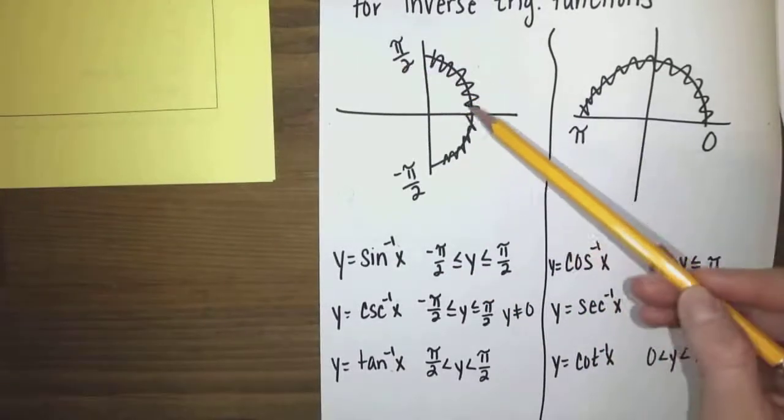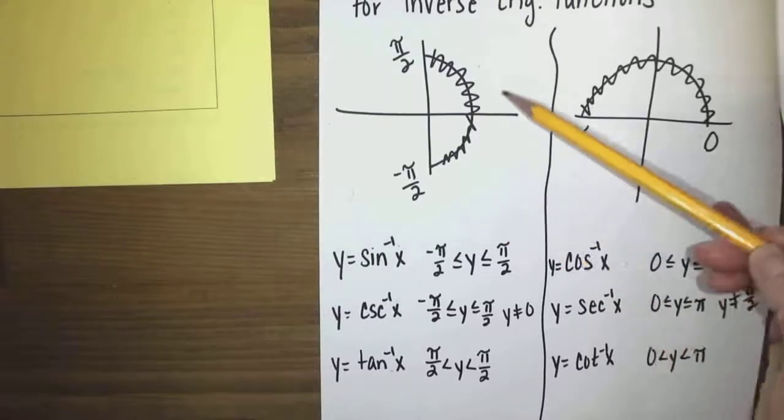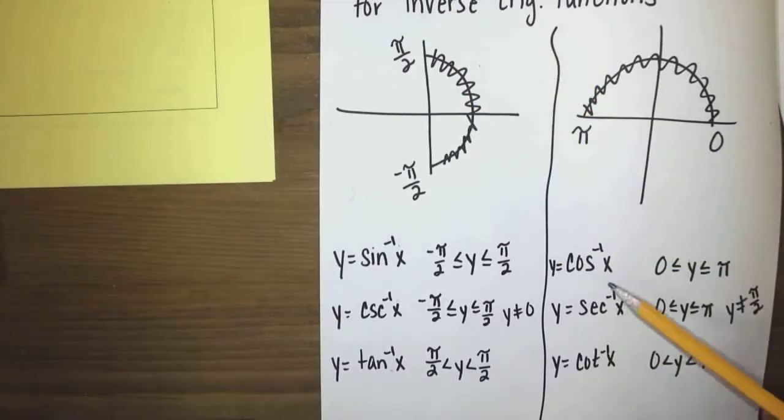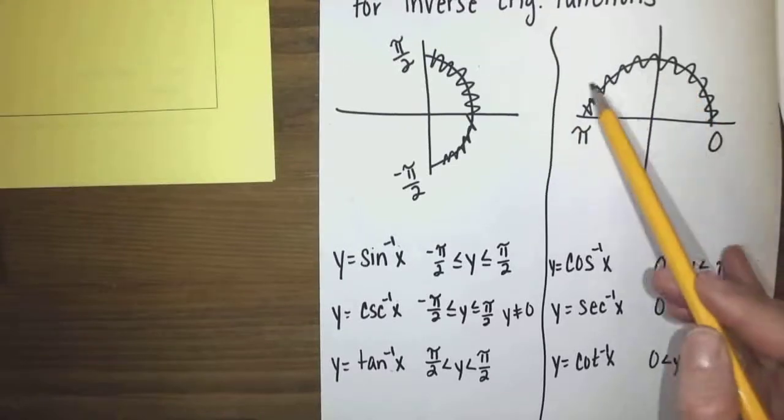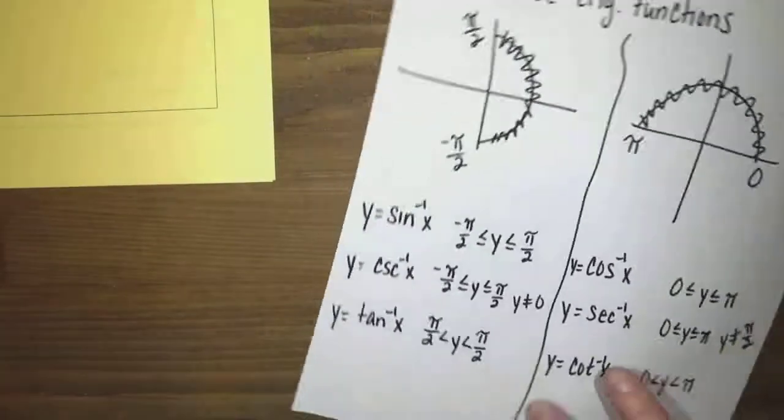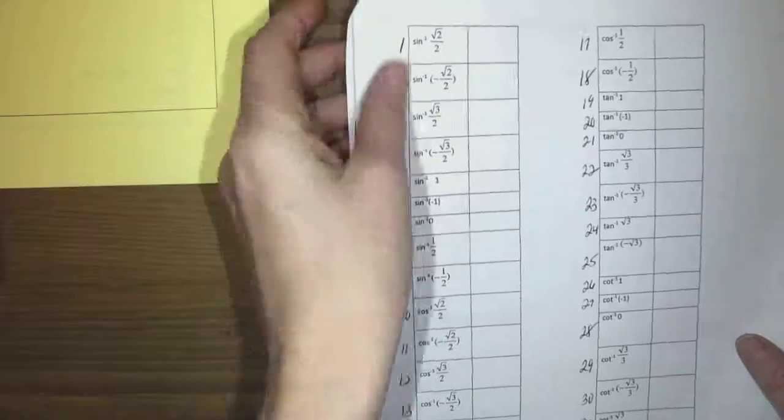I'm very visual, so I like to say you need to pick something from here. For inverse cosine, secant, and cotangent, you need to pick something from the top half. So if I look here, I'm going to do one of each.